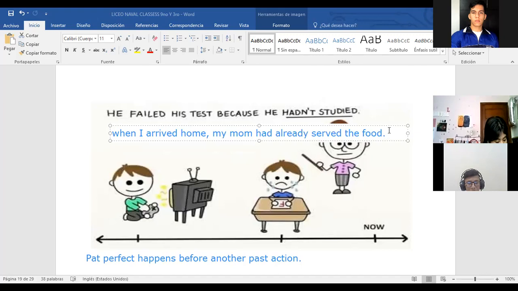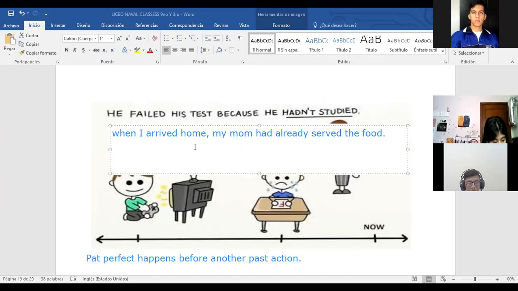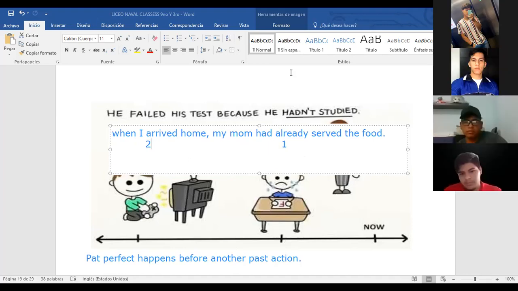So my question is, which action happened first? When I arrived home or my mom had already served the food? The second option, my mom had already served the food. This action happened first and then you arrive. So that is a past perfect, an action that happened in the past before another past action. First your mom served the food and then you arrive.